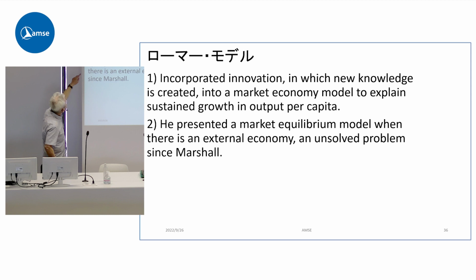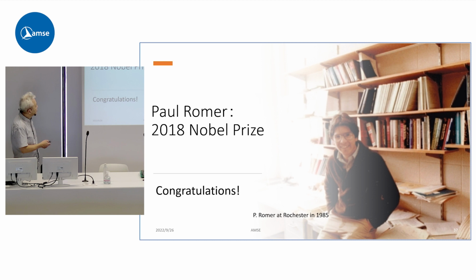He contributed two things, but the second one is very important. He presented the market equilibrium model when there is an external economy, the Marshallian externality, and showed that. That's his main contribution, not introducing knowledge-creating sectors or such things, because I think Uzawa and those people had already done such innovations. The second one was more important. That's the reason why he got the Nobel Prize. He was very young at that time, 1985.